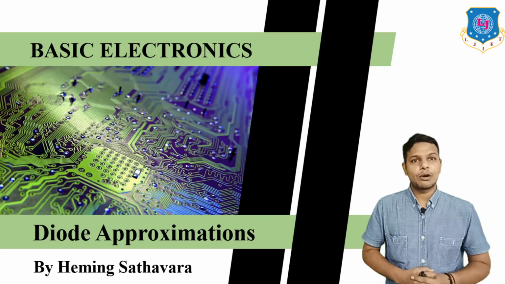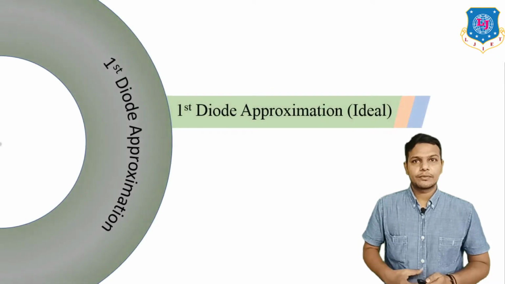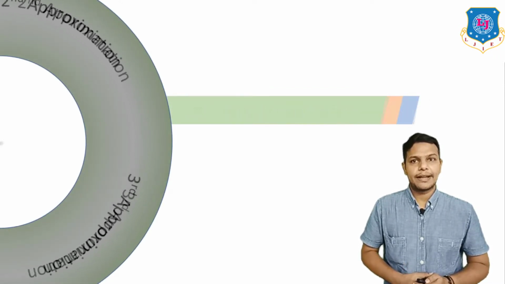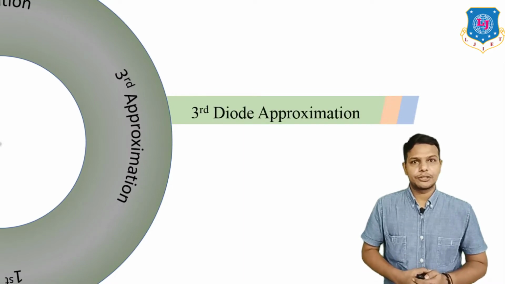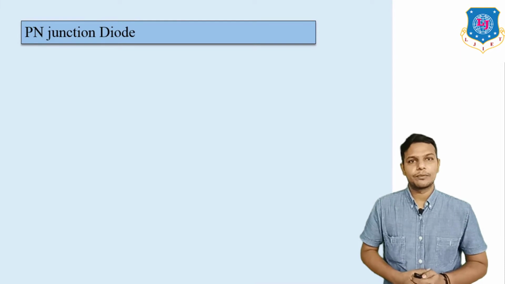Today we are going to discuss diode approximation. Today's outcomes are the first approximation, then the second approximation, then the third approximation. So let's start with the PN junction diode.